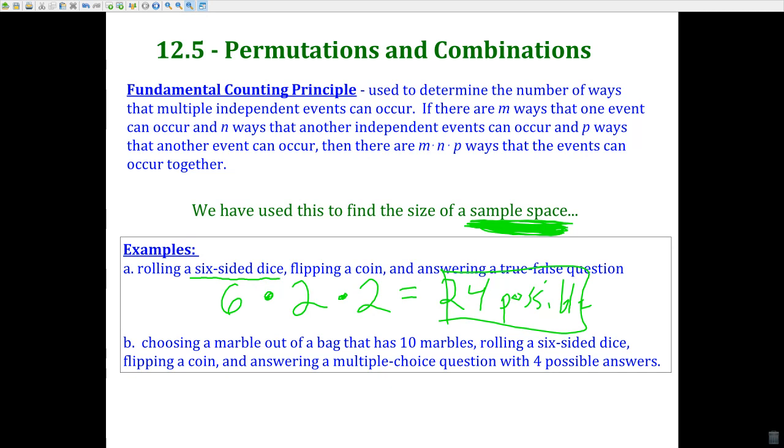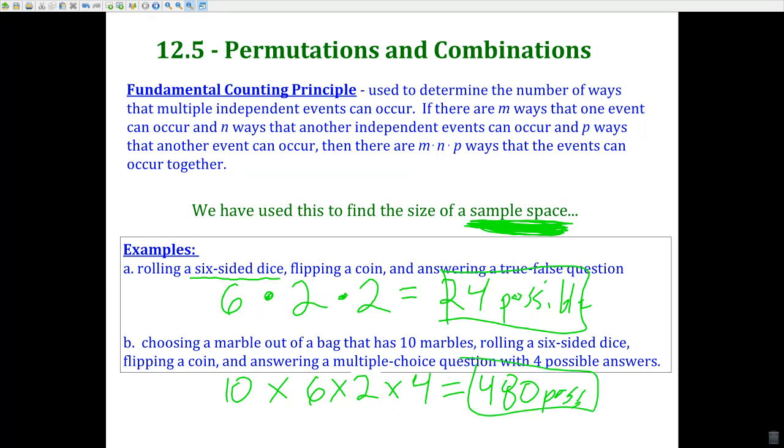Choose a marble out of 10 marbles. 10 possibilities. There's 10 marbles. 6-sided dice. 6. Flipping a coin. 2. And multiple choice questions. 4 possible answers. A, B, C, D. 4. And that's it. So multiply those up. 480 possibilities. Sure. Okay.